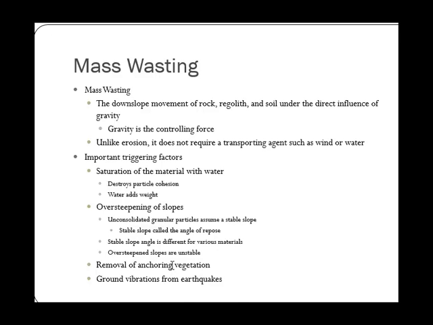Also, removing of anchoring vegetation. Vegetation keeps things more stable, so if you remove it, you're more likely to get mudslides and mass wasting. And, of course, ground vibrations from earthquakes, or whatever else would cause ground vibrations, are more likely to cause things like mudslides.